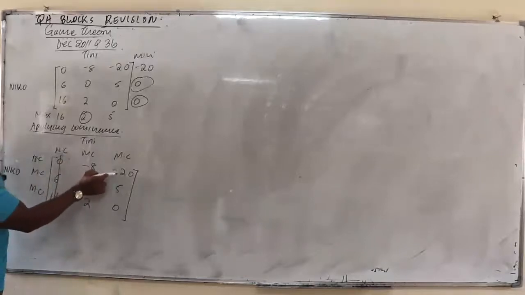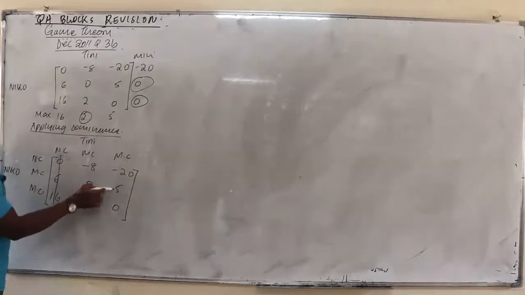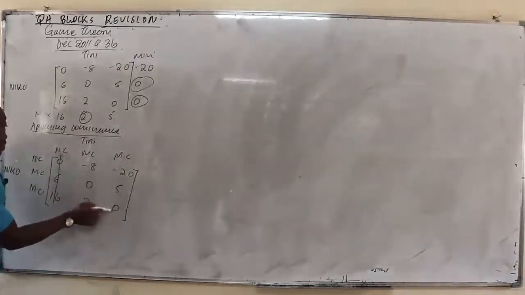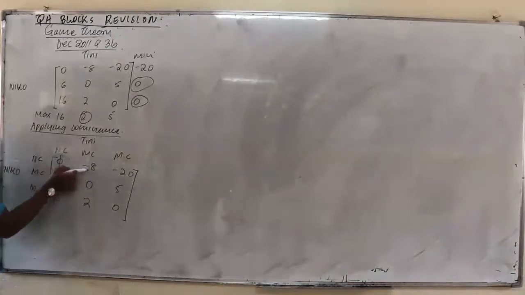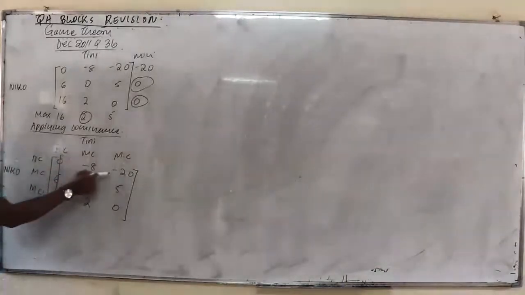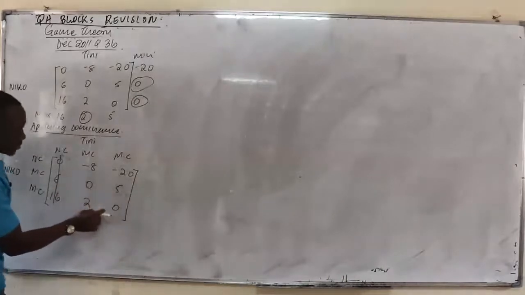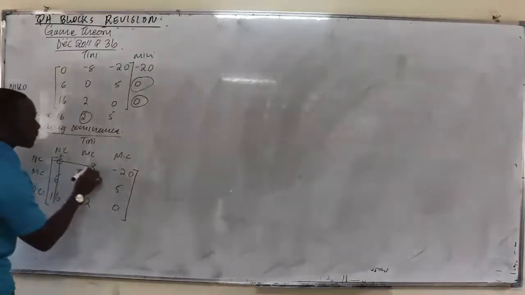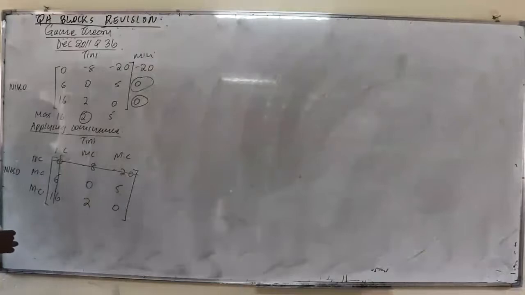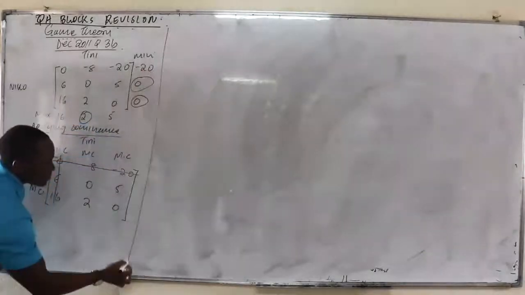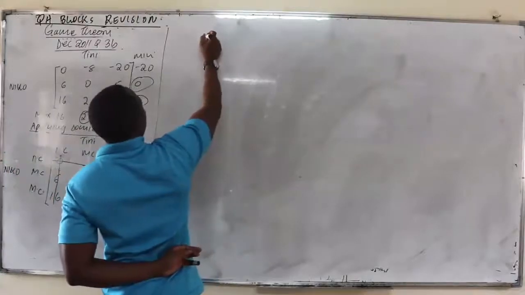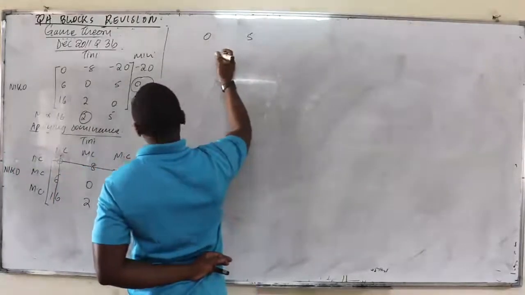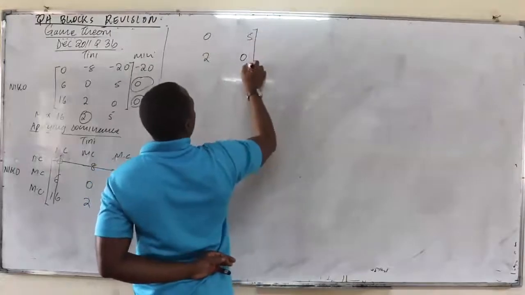What about this? Is -20 less than 5? Automatically it has passed the test. -20 is also less than 0. So that means -8 is less than 0, is less than 2. -20 is less than 5, it is less than 0. So that means, which one do we cancel? Which one do we cancel? So from that, you have changed to a 2 by 2 game. So we'll have 0, 5, 2, 0 has reduced to a 2 by 2.